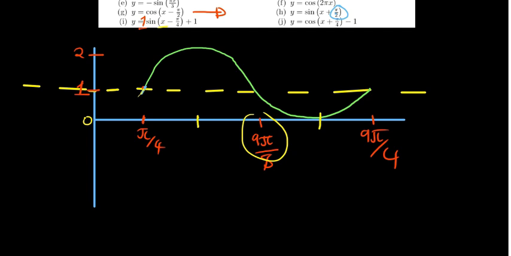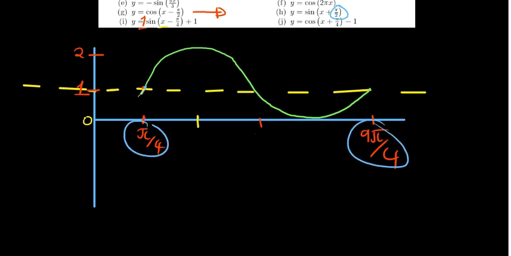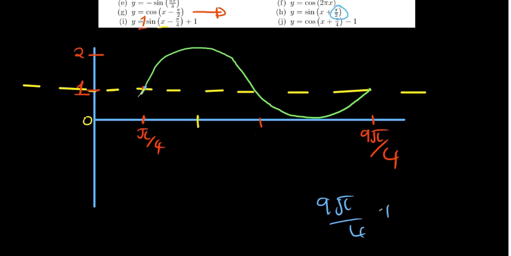Is that advisable? No, it's not. Actually, you're supposed to get this point, add it to that point, and then divide by 2. So 9 pi over 4 plus pi over 4. You add them, you're going to get 10 pi. So it will be 10 pi over 4 as the middle part instead.